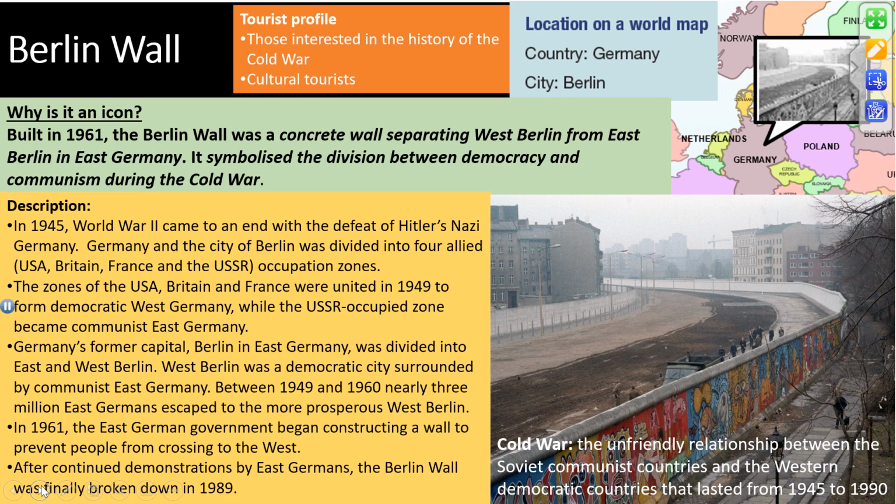And then in 1989, after continued demonstrations by the East Germans, the Berlin Wall was finally broken down. There are still sections of the wall that are intact, but they are now only there for historical purposes. A tourist that would visit the Berlin Wall is a tourist interested in the history of the Cold War, as well as a cultural tourist.